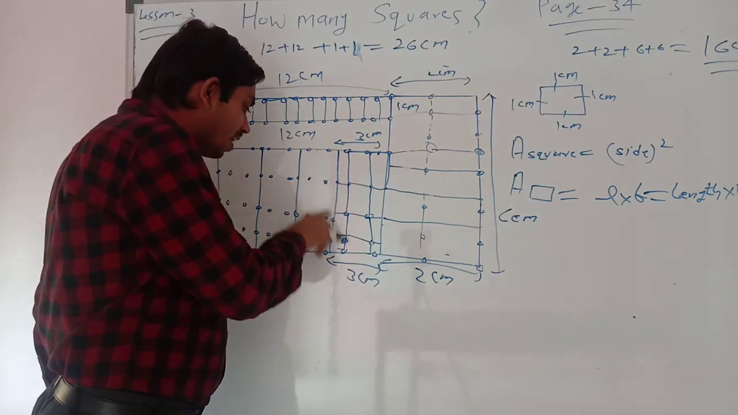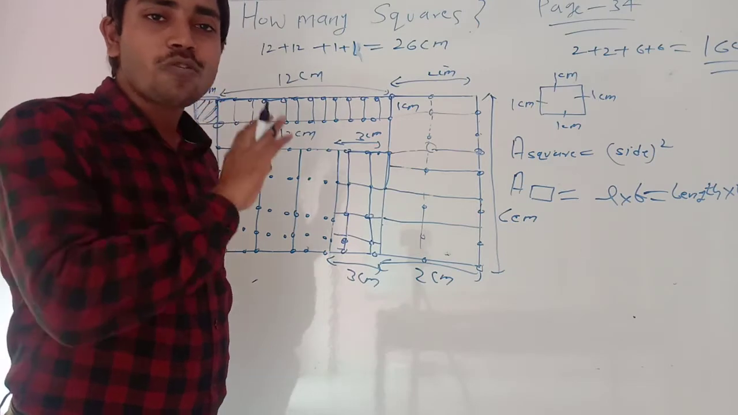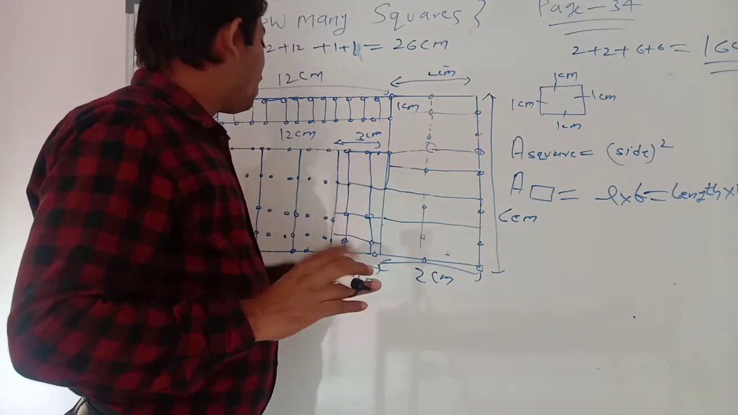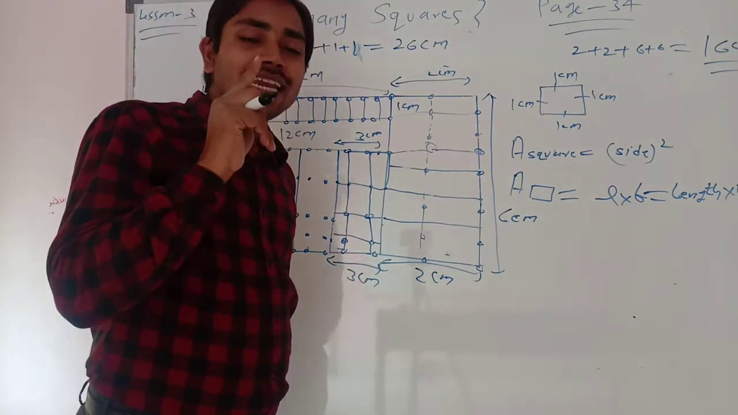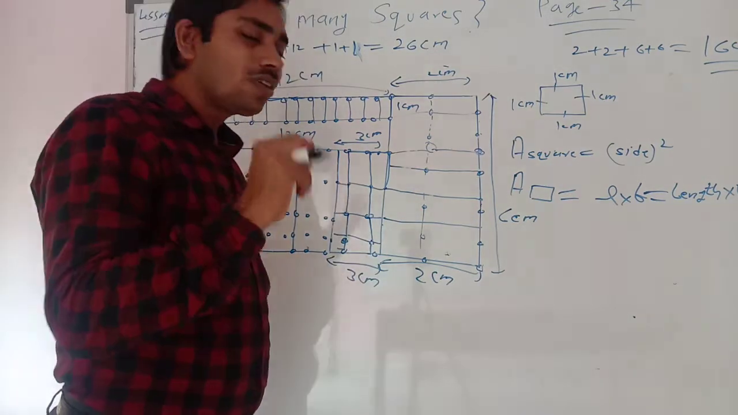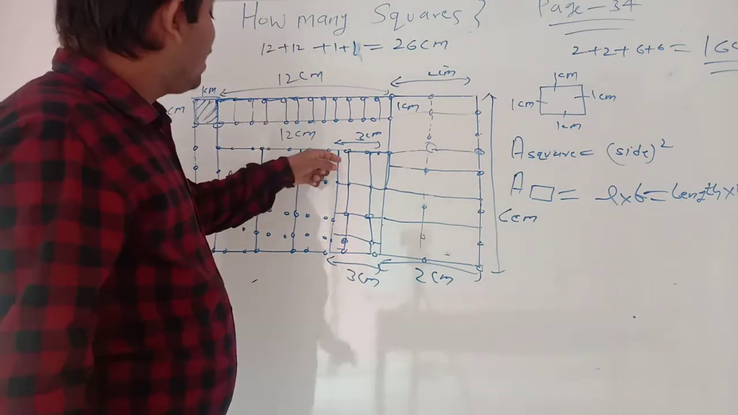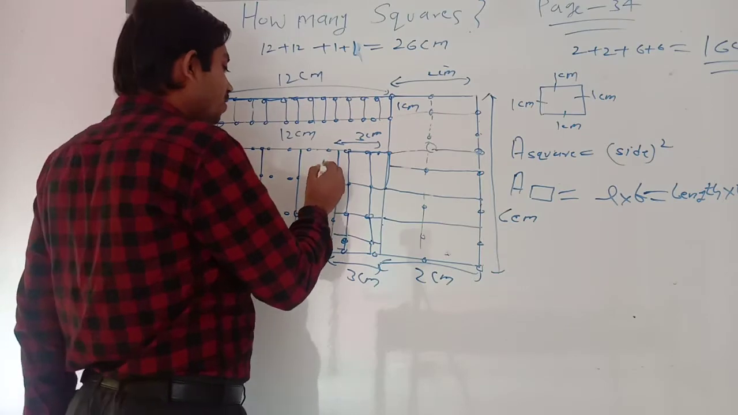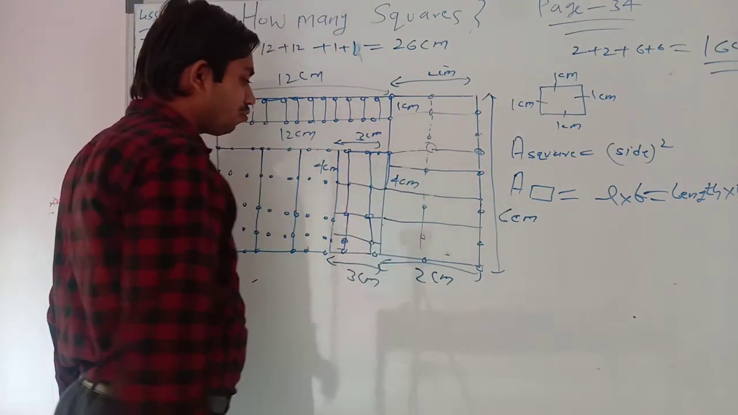1, 2, 3, 4. So my dear students, there are 4 squares. So what will be the length of this side? 4 centimeter. Why? Because each side length of a square is 1 centimeter, and there are total 4 such squares, and therefore the length of this side will become 4 centimeter. If this is 4 centimeter, then this side will also be 4 centimeter, students.